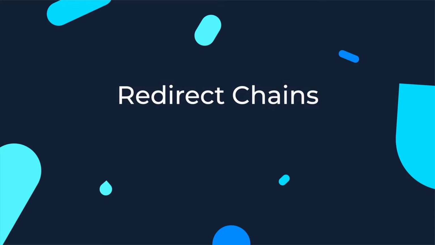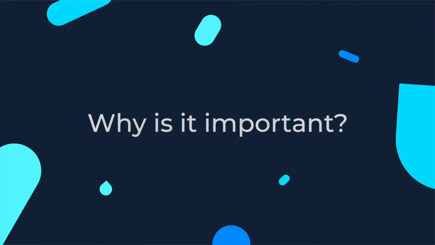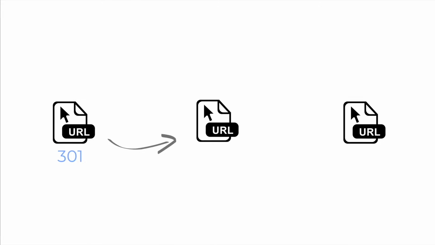In today's video we'll discuss the issue with redirect chains, why it's so important, how to check and how to fix the issue. First, let's discuss the importance of the issue. Redirect chains occur when there is more than one redirect between the initial URL and the destination URL.